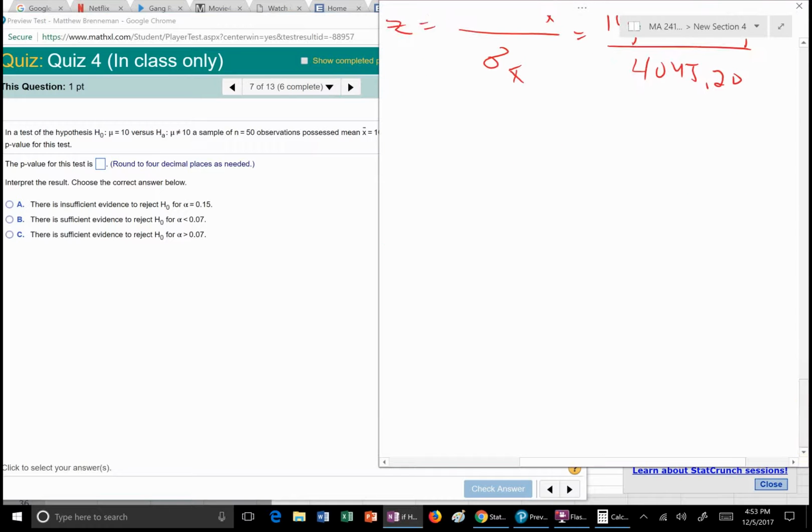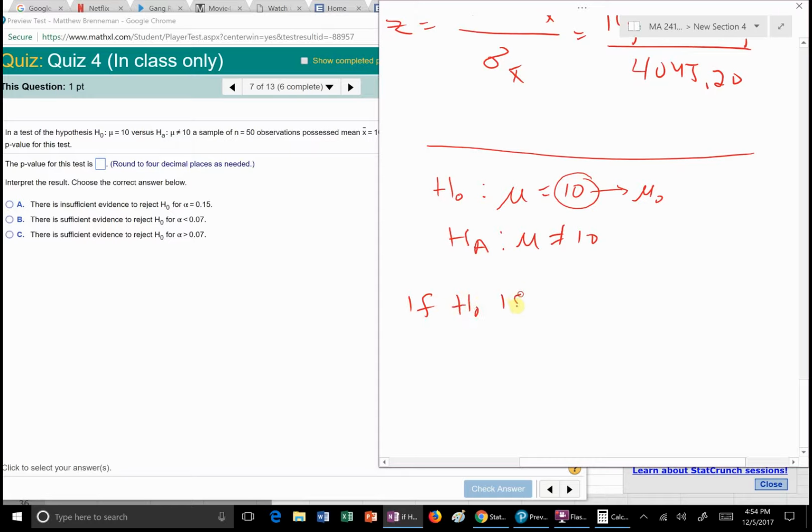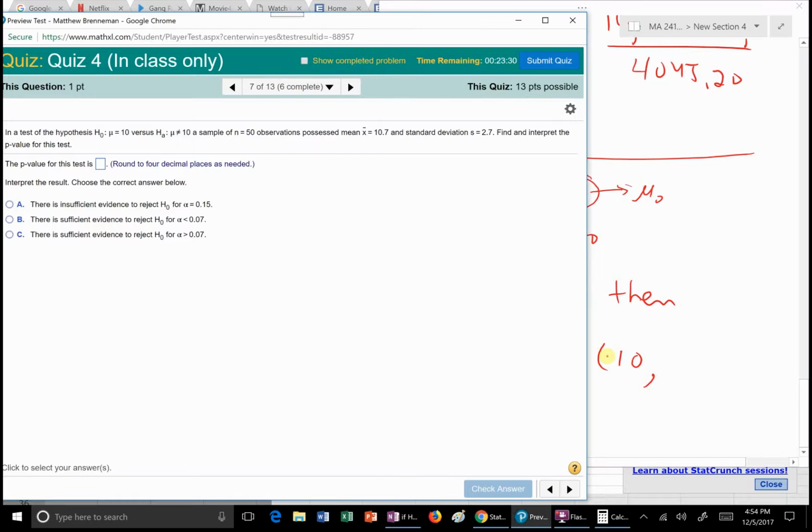Okay. So the null is that mu is equal to 10. So this is my mu naught, right? And the alternative is that it's not equal to 10. All right. If H naught is true, then X bar comes from a normal distribution with a mean of 10. That's what the null hypothesis says. And the standard deviation is whatever the observed standard deviation is divided by the square root of n.